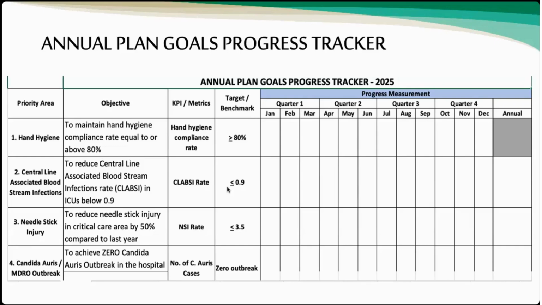So each objective should be measurable. You can measure it by your indicator, like hand hygiene compliance rate, eclampsia rate, needle stick injury rate, or the number of cases, like the number of Candida auris cases, if your objective is to achieve zero outbreak, so zero Candida auris, zero C. diff, or zero MDRO. So your benchmark will be the cases. You have to check your progress month by month, so at the end of the year you can achieve your goal.